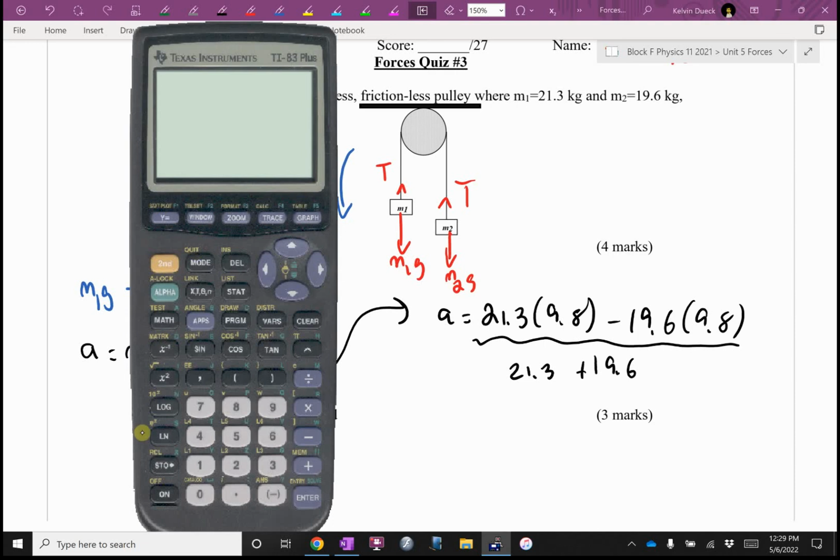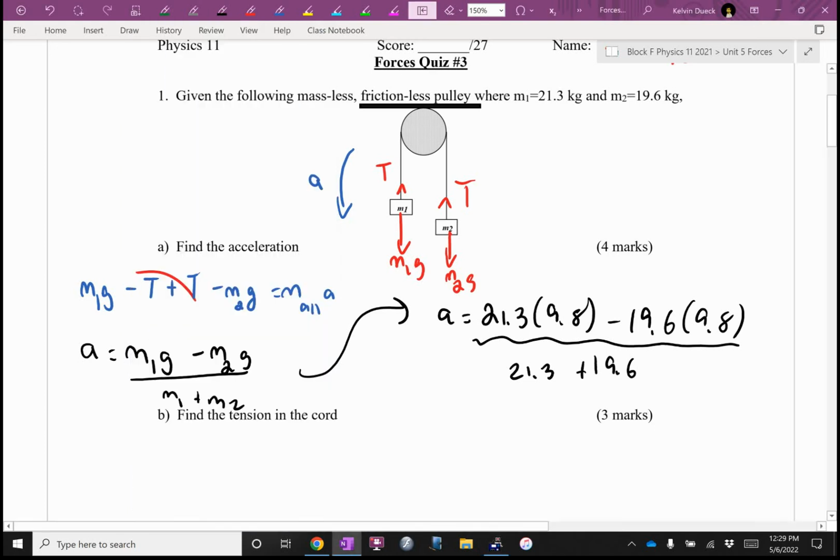If you don't have the fancy fraction button, definitely put brackets around the top. 21.3 times 9.8 minus 19.6 times 9.8, close bracket, divided by, and brackets around the bottom. 21.3 plus 19.6. Did you all get 0.407 meters per second squared? And that was pretty much my prediction. I said this is barely going to accelerate because the masses are almost identical.